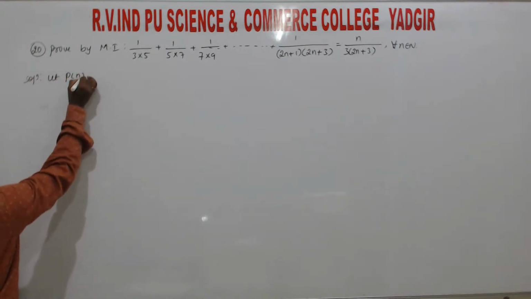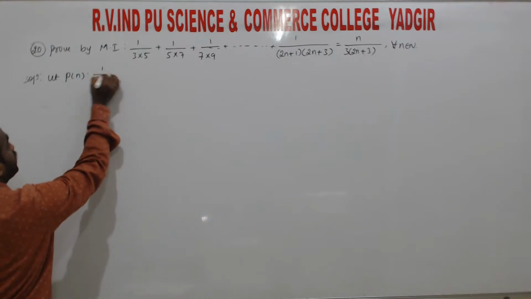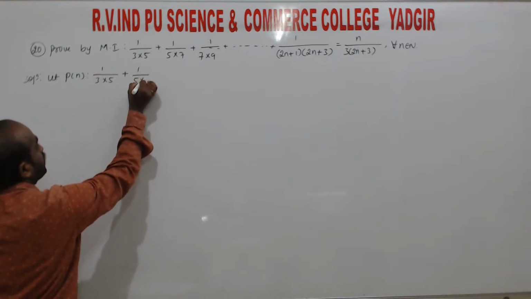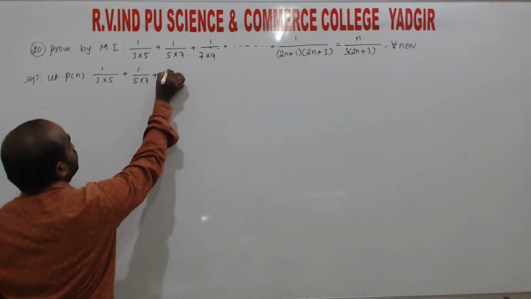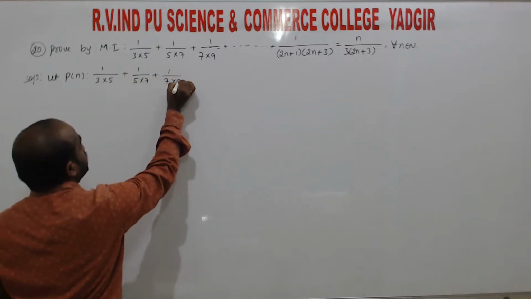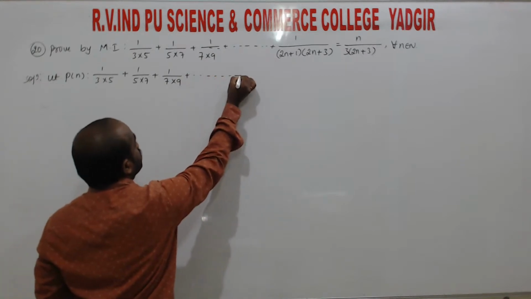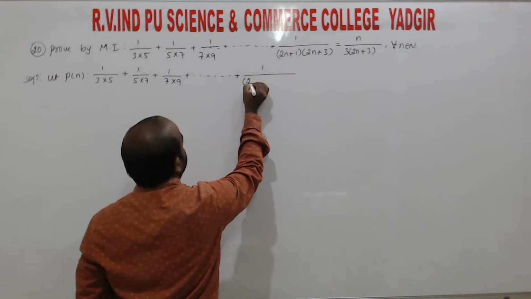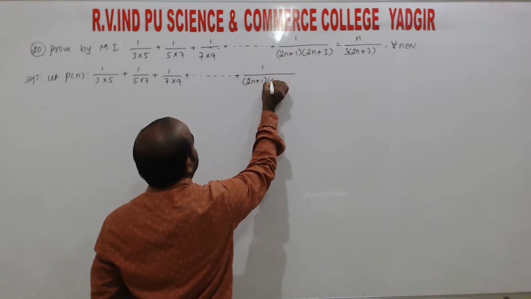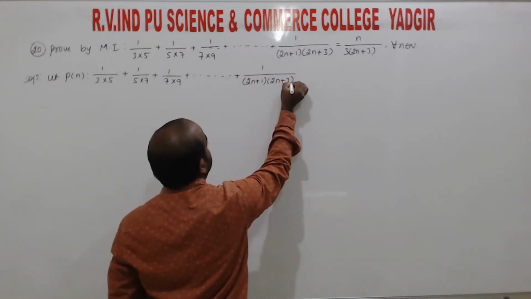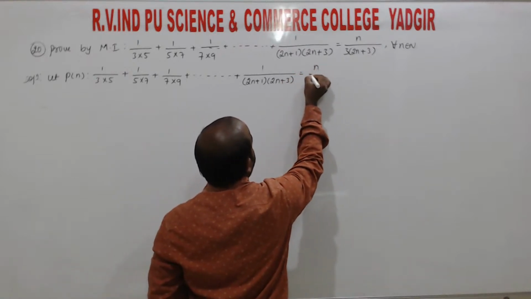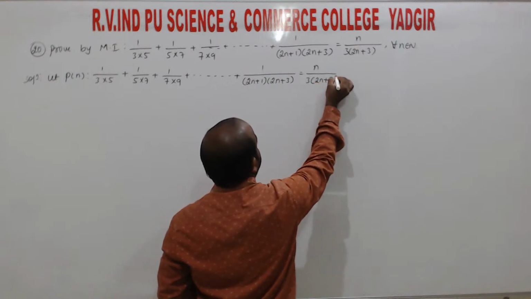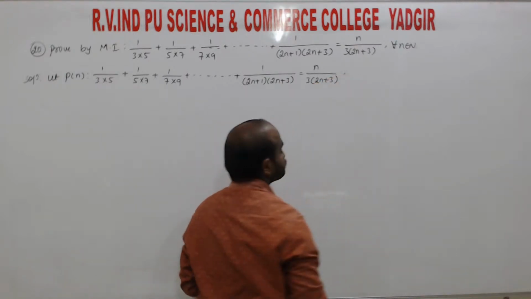P(n) is the given statement: 1/(3×5) + 1/(5×7) + 1/(7×9) and so on, up to 1/((2n+1)(2n+3)), equal to n/(3(2n+3)).